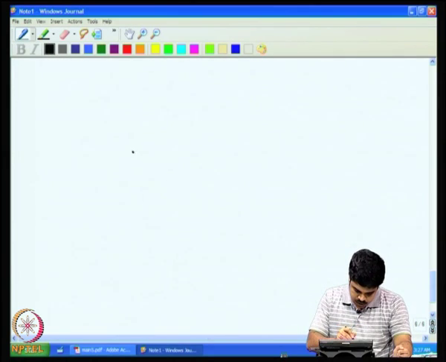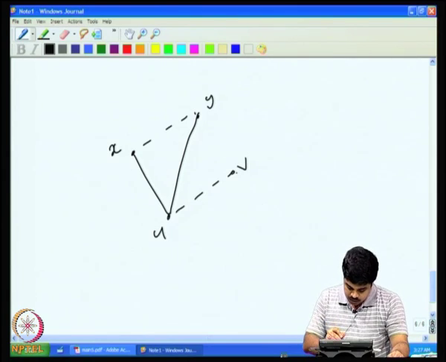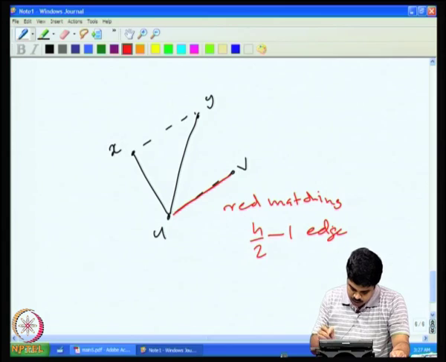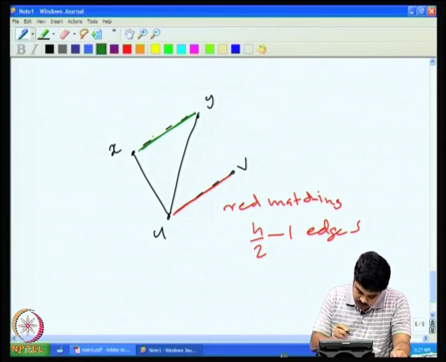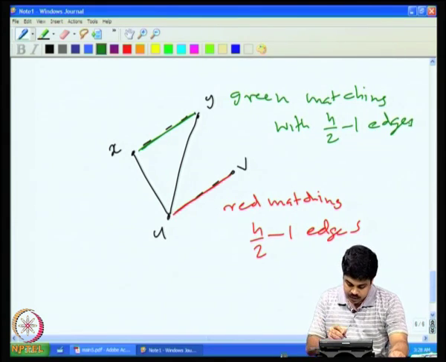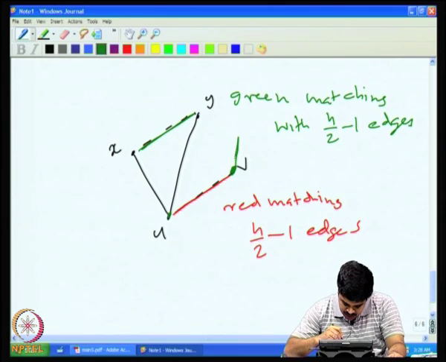I'm repeating. So this is the construction x, y, and u, v. These are the two edges. Because here, let's say I consider this, if I put this edge, I will get a red matching with n by 2 minus 1 edges, and then if I put this green edge here, I will be getting a green matching with n by 2 minus 1 edges. So I see that with respect to the red matching, v and u are the only vertices which are unmatched, but then there is a green edge going out of this.